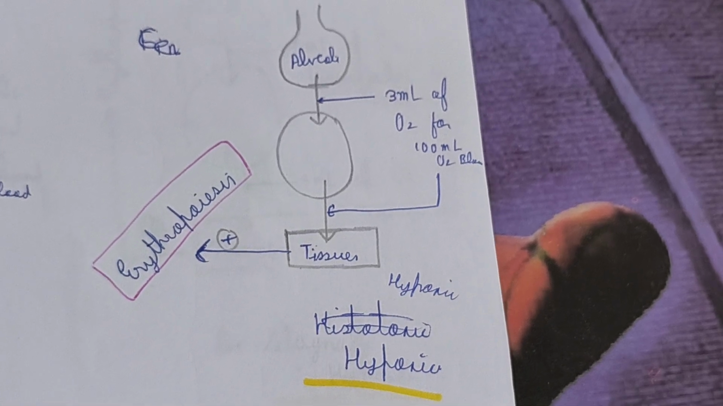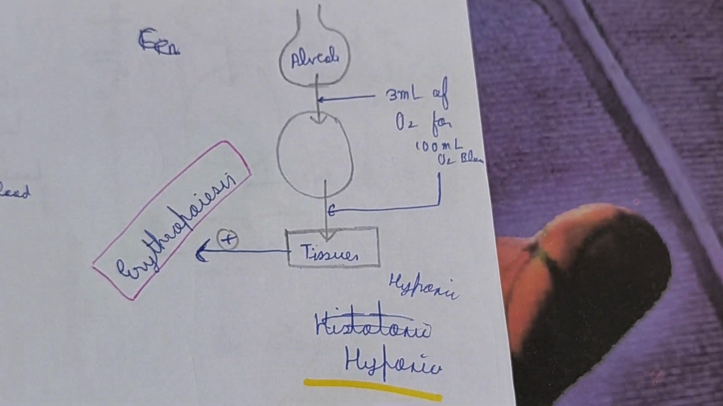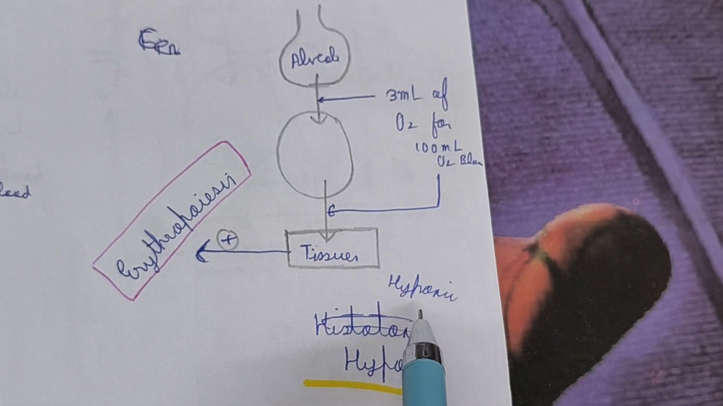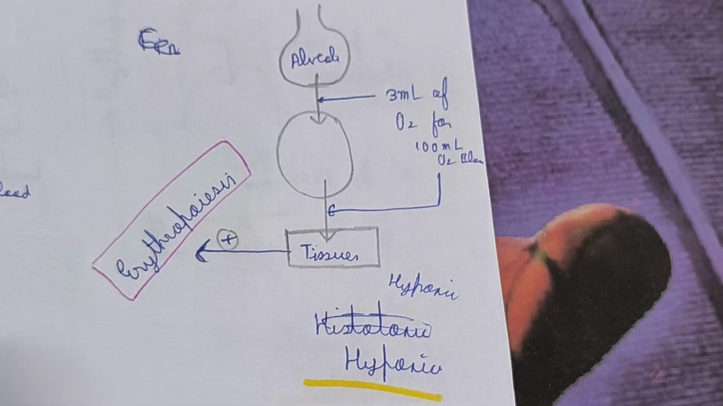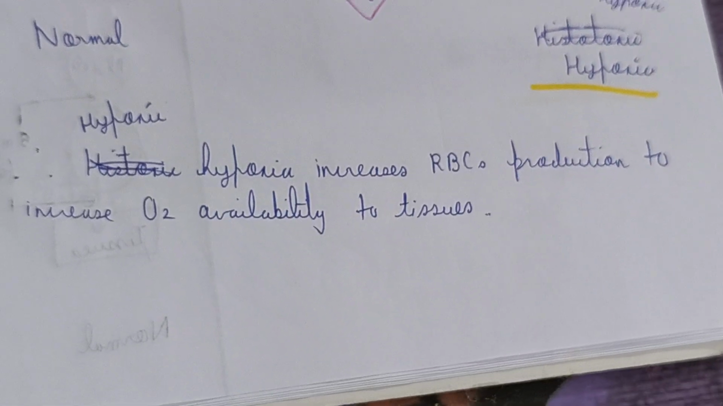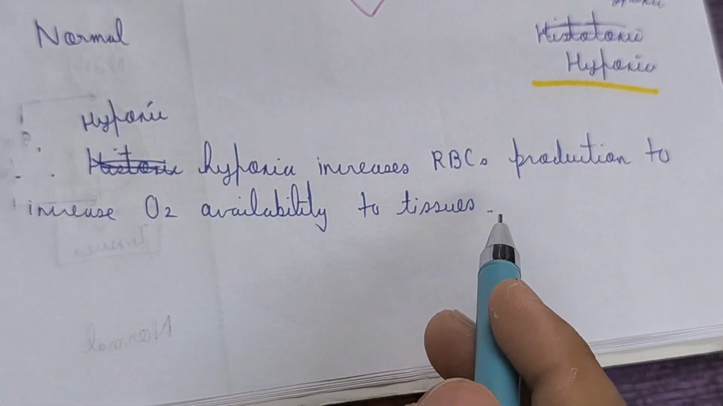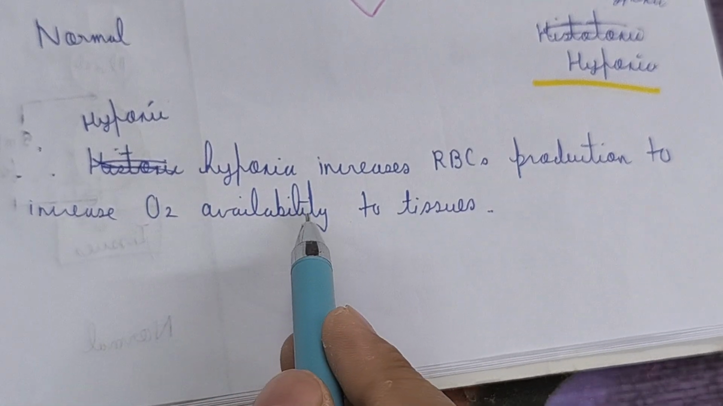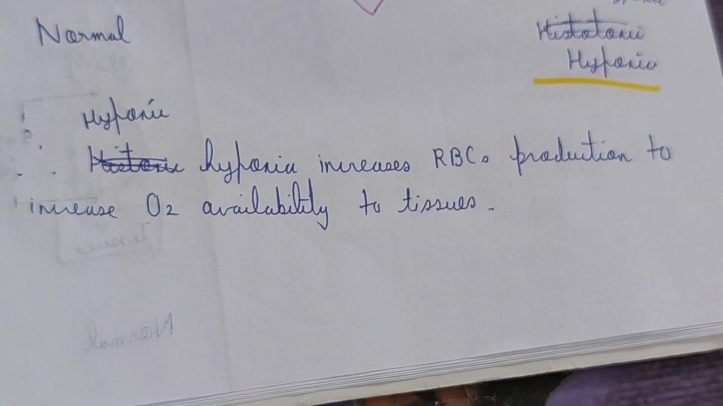So here it stimulates, which means it is a negative feedback mechanism, because the oxygen supply is reduced, so it wants more oxygen. So hypoxic hypoxia increases RBC production to increase oxygen availability to tissues.